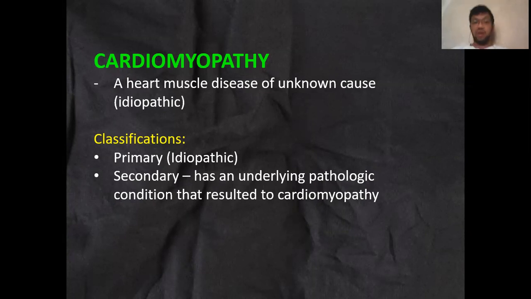But there are classifications. Primary, that is where it is caused by an unknown cause, so it's idiopathic. Secondary, it has an underlying pathologic condition that has resulted in cardiomyopathy. So it can be caused by various predisposing factors such as drugs, viral infections, other pre-existing conditions such as hypertension. So those are secondary forms of cardiomyopathy.